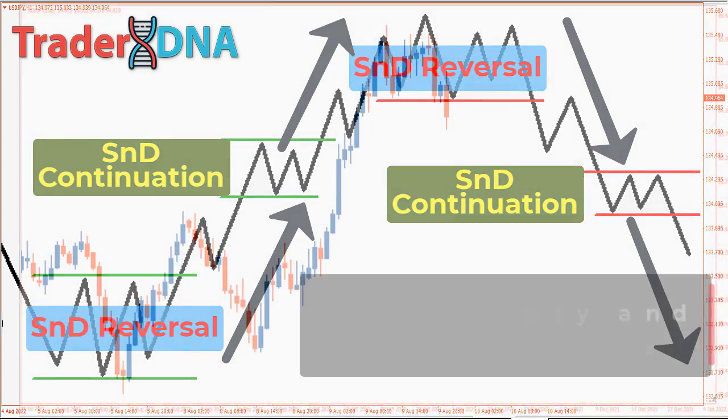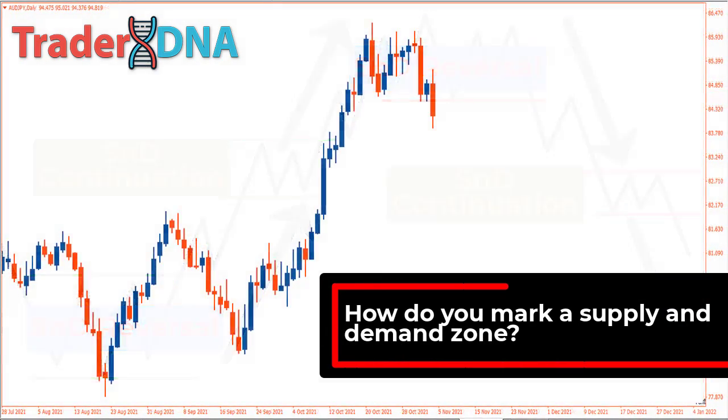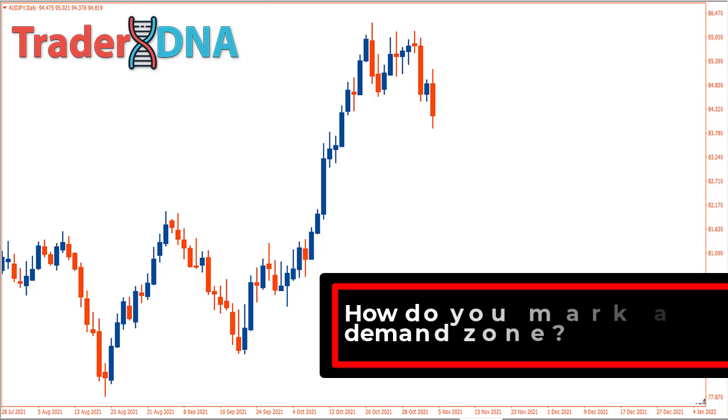How do you mark a supply and demand zone? Putting this theory into practice, the idea is to find the place on the chart where demand overcame supply for long trades, or where supply overcame demand for short trades. Let's go through the process for correctly identifying supply and demand zones.